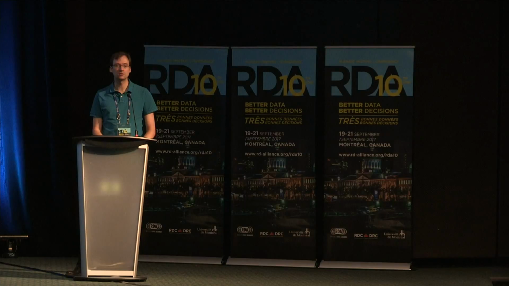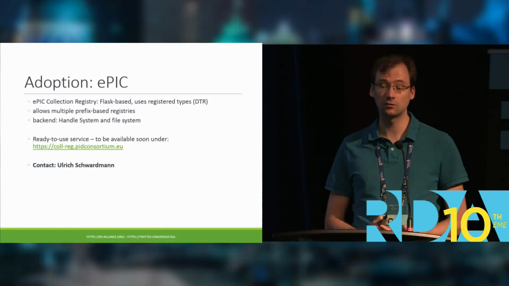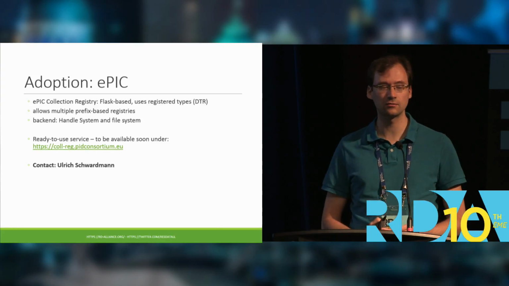The third adoption is by EPIC, the European Persistent Identifier Consortium. There is a collection registry service already implemented, which allows multiple prefix-based registries to interoperate. The backend here is the handler system and the file system behind that for storing the actual members. It's a ready-to-use service, available now under this URL that's given here.